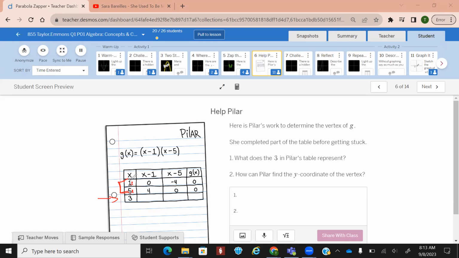What's our x value in between 1 and 5? 3. So what does this represent? The x value for the vertex. Now, how can you find the y coordinate? What can you do? Plug it in, plug it in. You plug it in. So 3 minus 1 is going to give us 2. And 3 minus 5 is negative 2. So 2 times negative 2 is negative 4. So you can plug in to find the y coordinate.